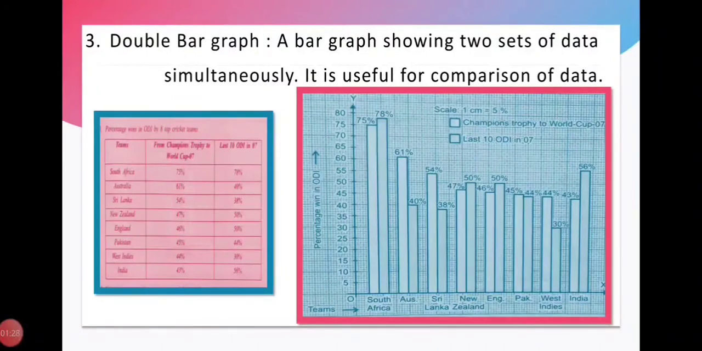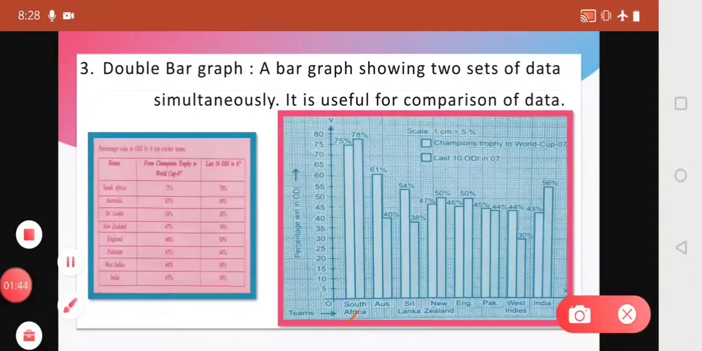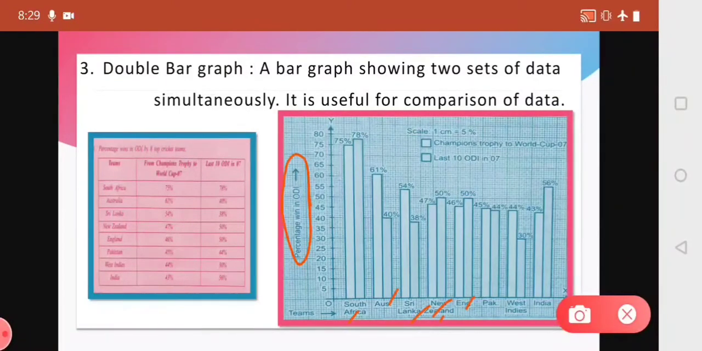And here you can see that in the graph, on the horizontal axis we represent the different top cricket teams. You can see South Africa, Australia, Sri Lanka, New Zealand, England, all these are different cricket teams. These teams are represented on the horizontal axis, and on the vertical axis we take percentage win in ODI.